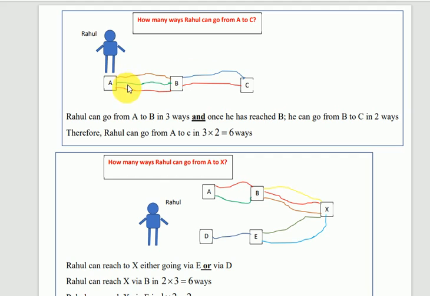The first event, going from A to B, can be done in three ways. The second event, going from B to C, can be done in two ways. So in total, Rahul can go from A to C in 3 into 2 ways, that means 6 ways. Once he has reached B, only then will he go to C. Therefore, Rahul can go from A to C in 3 into 2 equal to 6 ways.